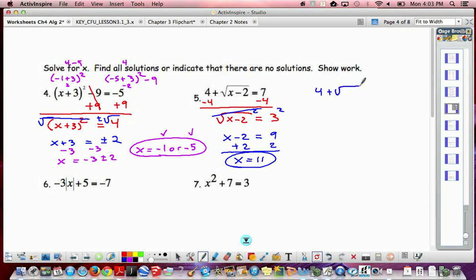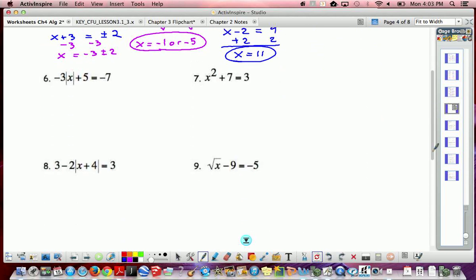I do a quick check. 4 plus the square root of 11 minus 2. Well, 11 minus 2 is 9. The square root of 9 is 3. 4 plus 3 is 7. That's what it should equal. And it checks.